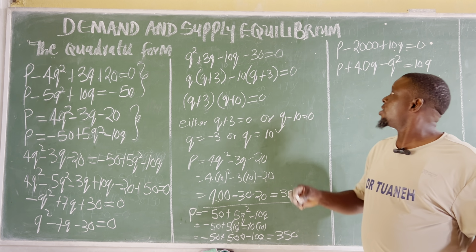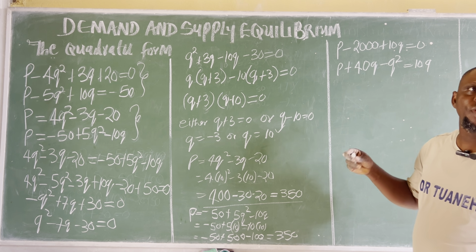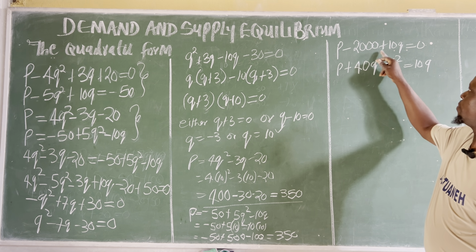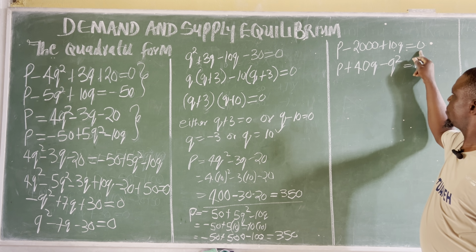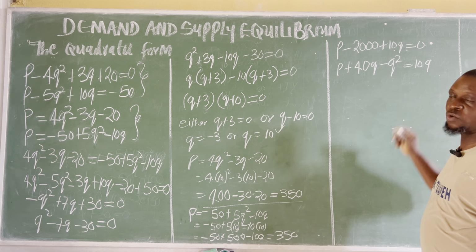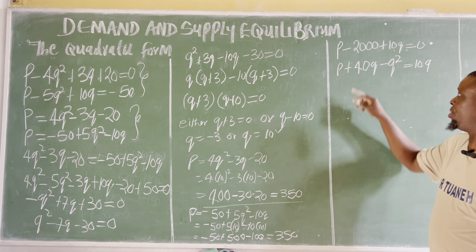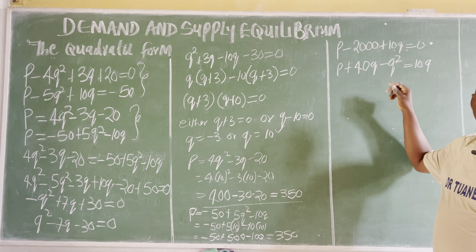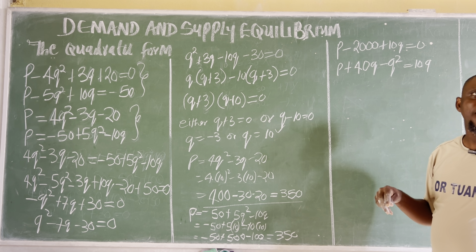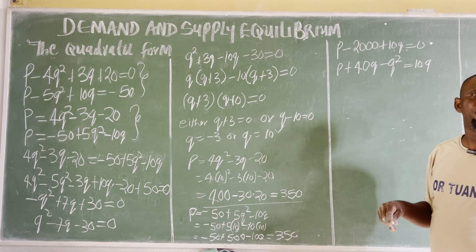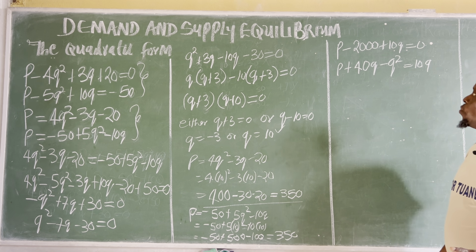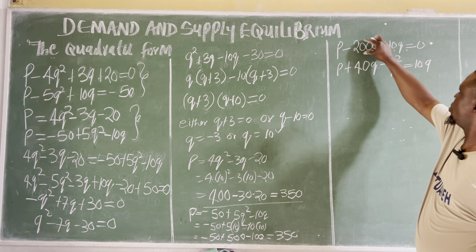Okay, let's look at the second example. Now, if we are given that P minus 2000 plus 10Q is equal to 0, and then P plus 40Q minus Q squared is equal to 109. Note that P is for price and Q is for quantity. Now, if we are given this and we are asked to calculate the equilibrium price and quantity, now we will have to rearrange this.